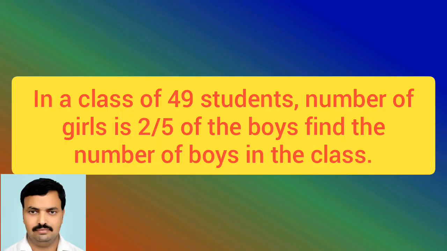So next is, in a class of 49 students, the number of girls is 2 by 5 of the boys. Find the number of boys in the classroom. The relation between the number of girls and the number of boys is given. So what we have to do? We have to suppose the number of boys. So let us see how to solve this question.